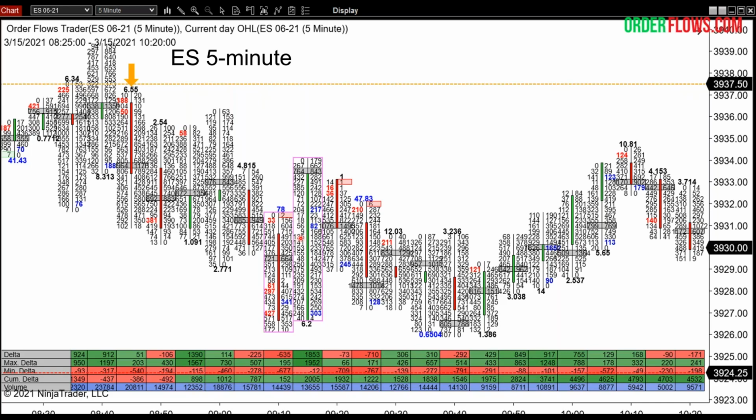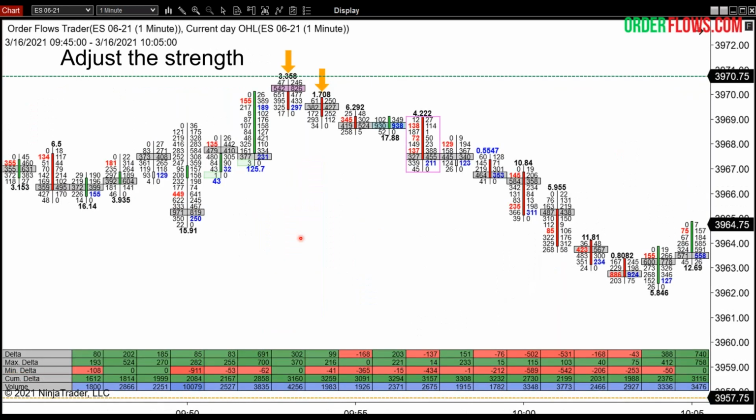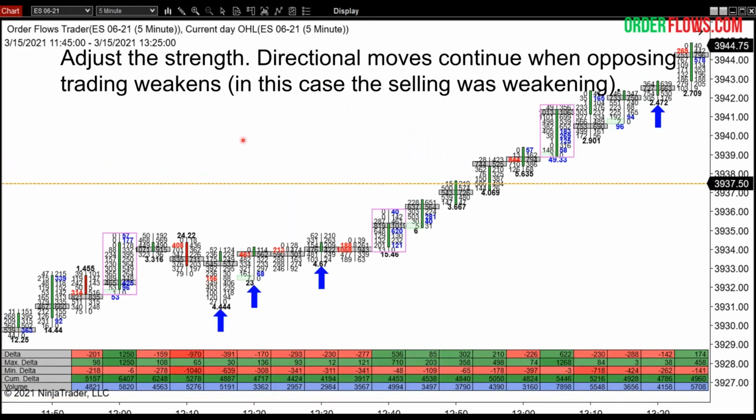Now, what's interesting is you can adjust the strength of the weakness levels that you're looking at. So you can see it happening a little bit early. If you adjust it to a less strong level than the default, you're going to get a lot more signals. But it's important, especially on moves that are happening. Is there a difference between getting short off this bar or this one? Probably not in the grand scheme of things, but where adjusting the strength can help you is in directional moves, right?